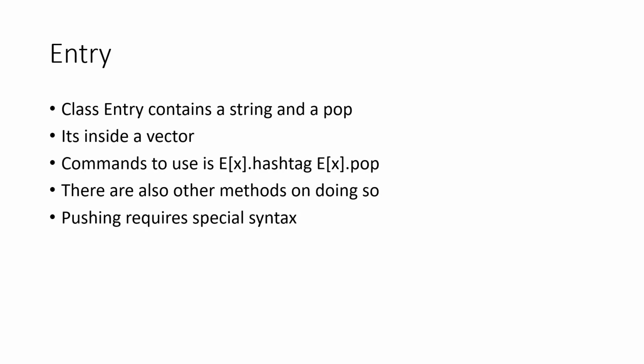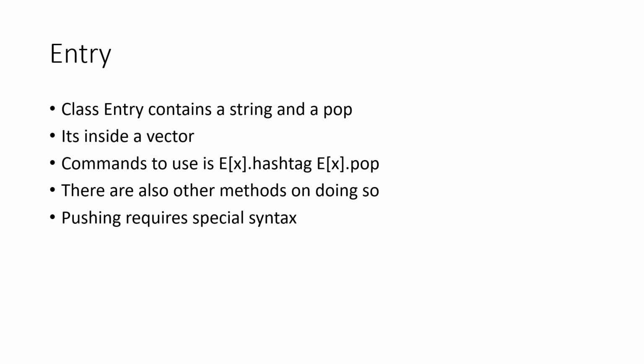So, we first need to understand our code. We have this class Entry that contains a string and a pop. It's inside a vector called E. Now, you might be asking yourself, I've never used vectors before, I've only used static arrays and dynamic arrays. Well, these are some of the commands that you're going to be using: E[x].hashtag or E[x].pop, based on popularity. There might be other functions, or I might just be wrong on this, but that's some of the things that you're going to be implementing.